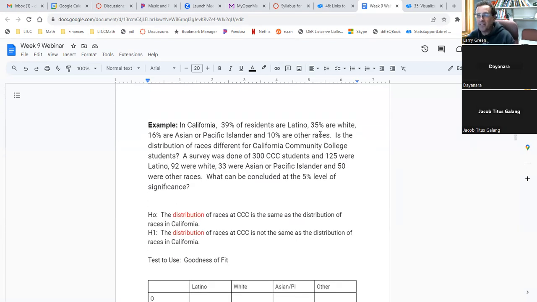39% of residents are Latino. 35% are white. 16% are Asian or Pacific Islander. 10% are other races. So you can think about the survey question here is, what is your race?